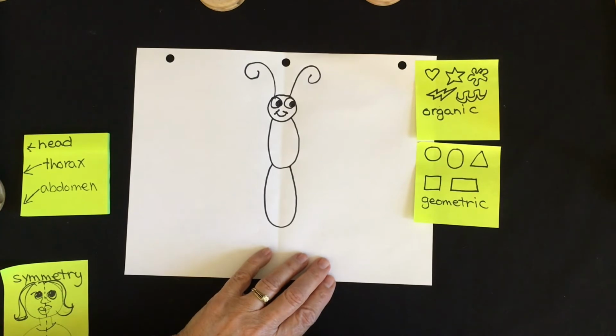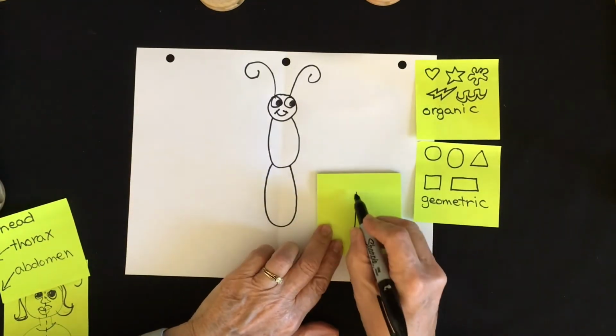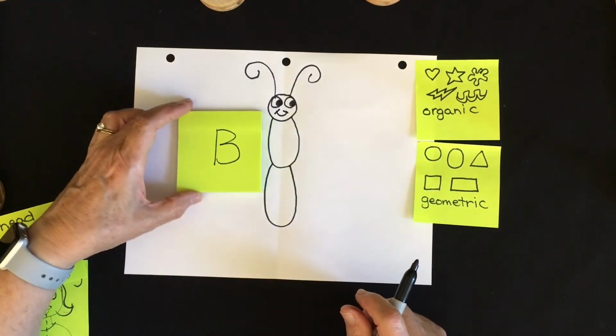On to the wings. Now I want you to think about an uppercase B. Sure, you know how to make an uppercase B. It looks like this, right? That's an uppercase B. We're going to use the uppercase B.